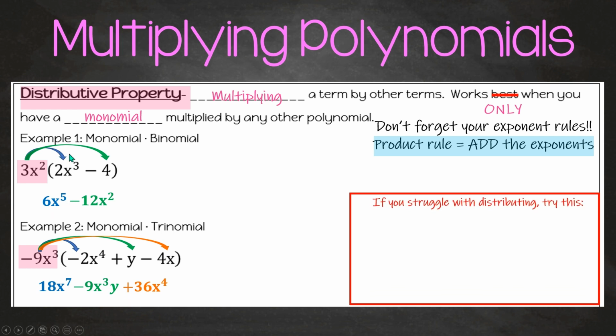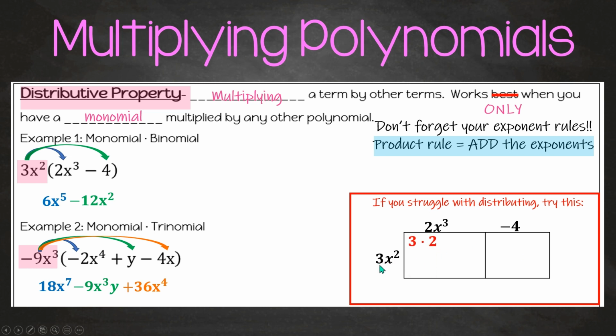Now, if you struggle with distributing or you don't like to use the arrows, you can use the box method or area model, which we're going to learn to love in the next few days. We can set up our monomial here on the outside left of our box and our binomial up along the top, and then fill in the area model.